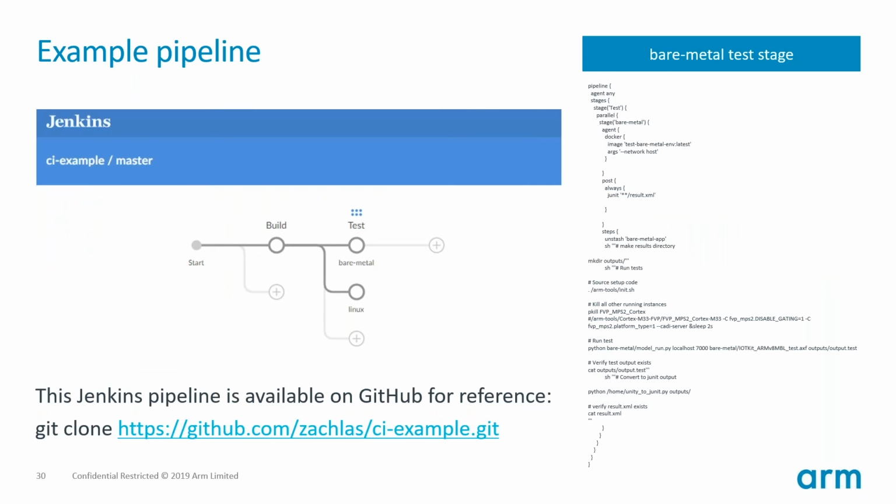So here's the example pipeline of what we walked through previously, both being built there for the bare metal and Linux case, but the tests diverge from being run in a Docker container for company A and on ARM fast models for company M. And that's the split there. You can see a little snippet of the bare metal testing stage in the pipeline on the right. And all of this is available for you to check out as well on that GitHub link for reference. So you can check that out and give it a try for yourself.